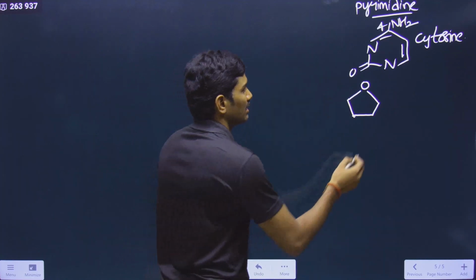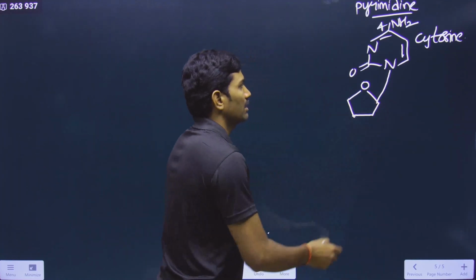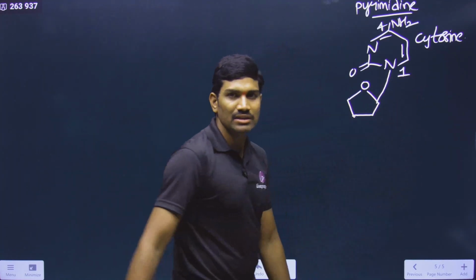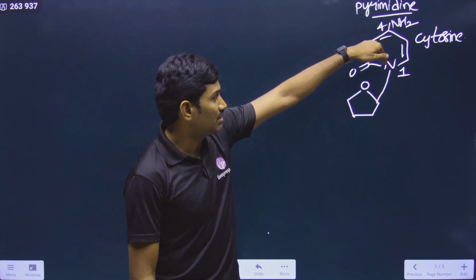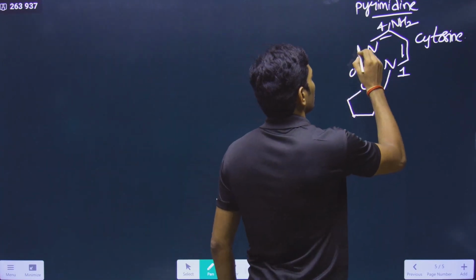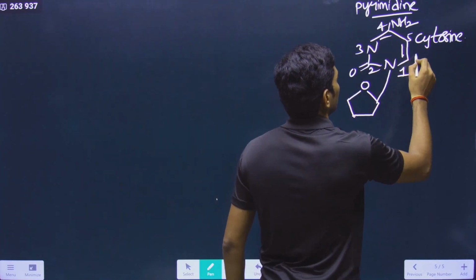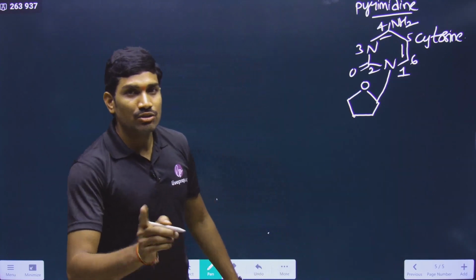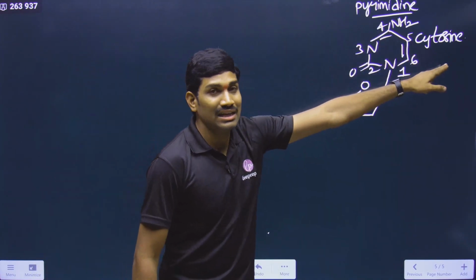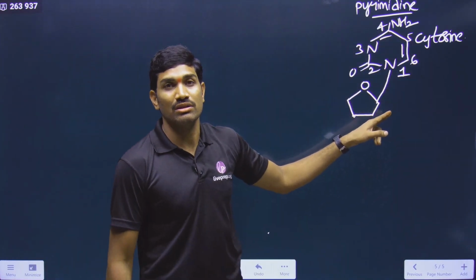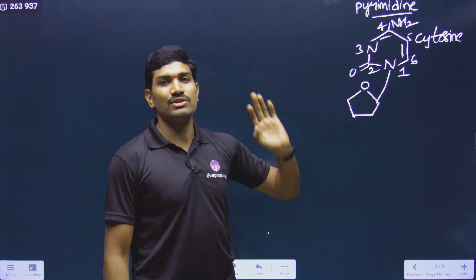In the ribose sugar, again, here same bond. And what is the position of this one? This is the N1, right? Numbering also you need to know. Already we studied numbering. This is number 1, number 2, number 3. That is number 4, number 5, number 6. So in the case of purine, what happened? N9 attached to first carbon of sugar. But here N1 is attached to first carbon of sugar.